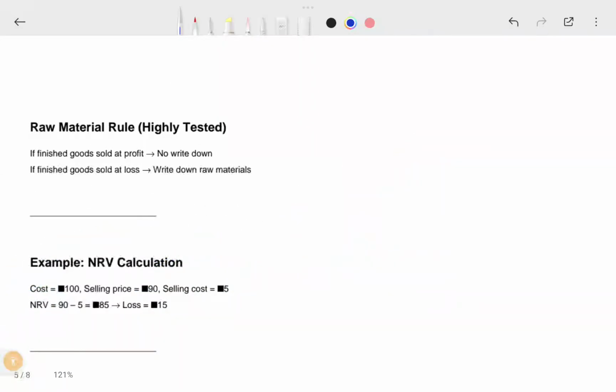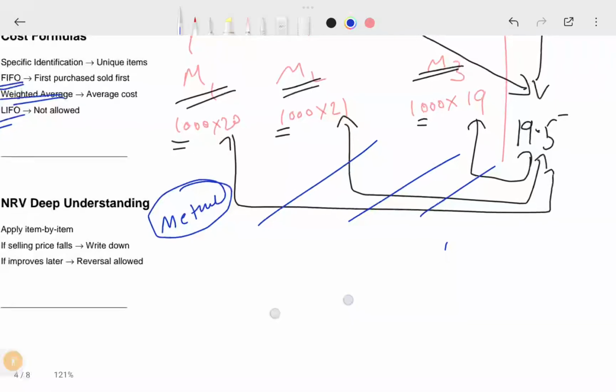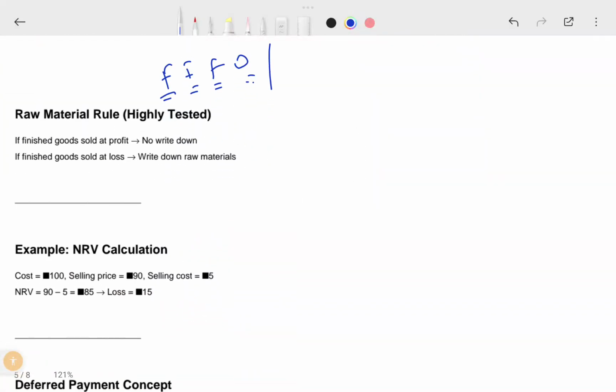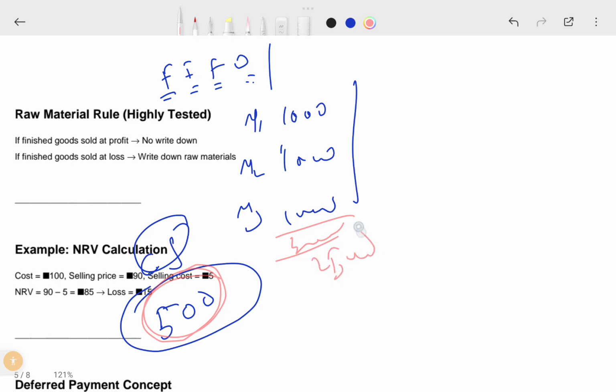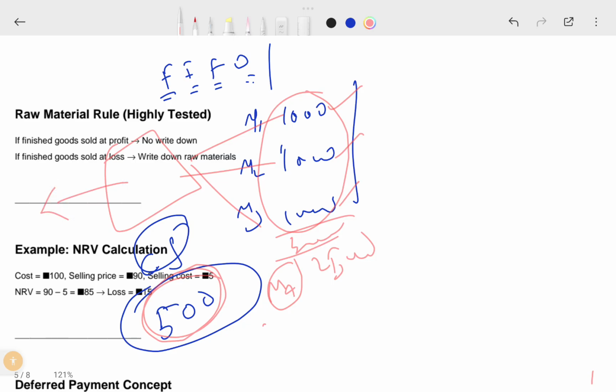See, in the same example, what is FIFO? FIFO means first in, first out. This is an inventory valuation method. Say, in the previous example, there are 3 quantities: month 1, month 2, month 3, 1000 each. In the closing stock you have only 500, because you bought 3000 and sold 2500 already. But you don't know which ones you sold first, because in month 4 we sold 2500. All three lots are stored in one godown, and we don't know in which order we sold them.